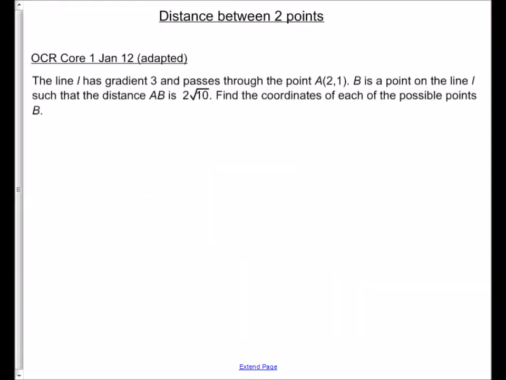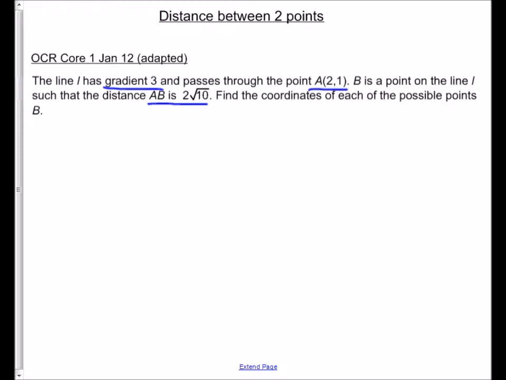I'm going to have a go at the OCR Core 1 January 12 question, but I've adapted it. I've changed the numbers because I think it's such a nice question that you'll want to practice it yourselves. The line L has gradient 3 and passes through the point 2, 1. So key information, the gradient is 3, the point 2, 1 is on the line. The point B is also a point on the line, such that the distance from A to B is 2 root 10. And we're asked to find the coordinates for possible points.